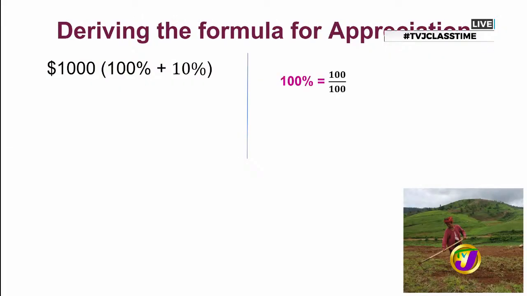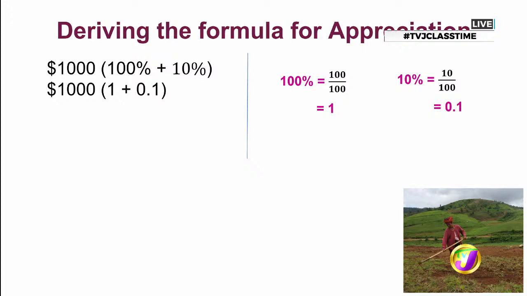So that 100% we know is 100 hundredths. In other words, we're dividing 100 by 100, and that's equal to 1. And of course, 10% is 10 hundredths, which when we divide 10 by 100, the result is 0.1. So we can rewrite this, working with some smaller numbers but with the same value. So $1,000 here, and in our bracket we have our 100%, which is equivalent to 1 as a decimal, and 10% is equivalent to 0.1 as a decimal.